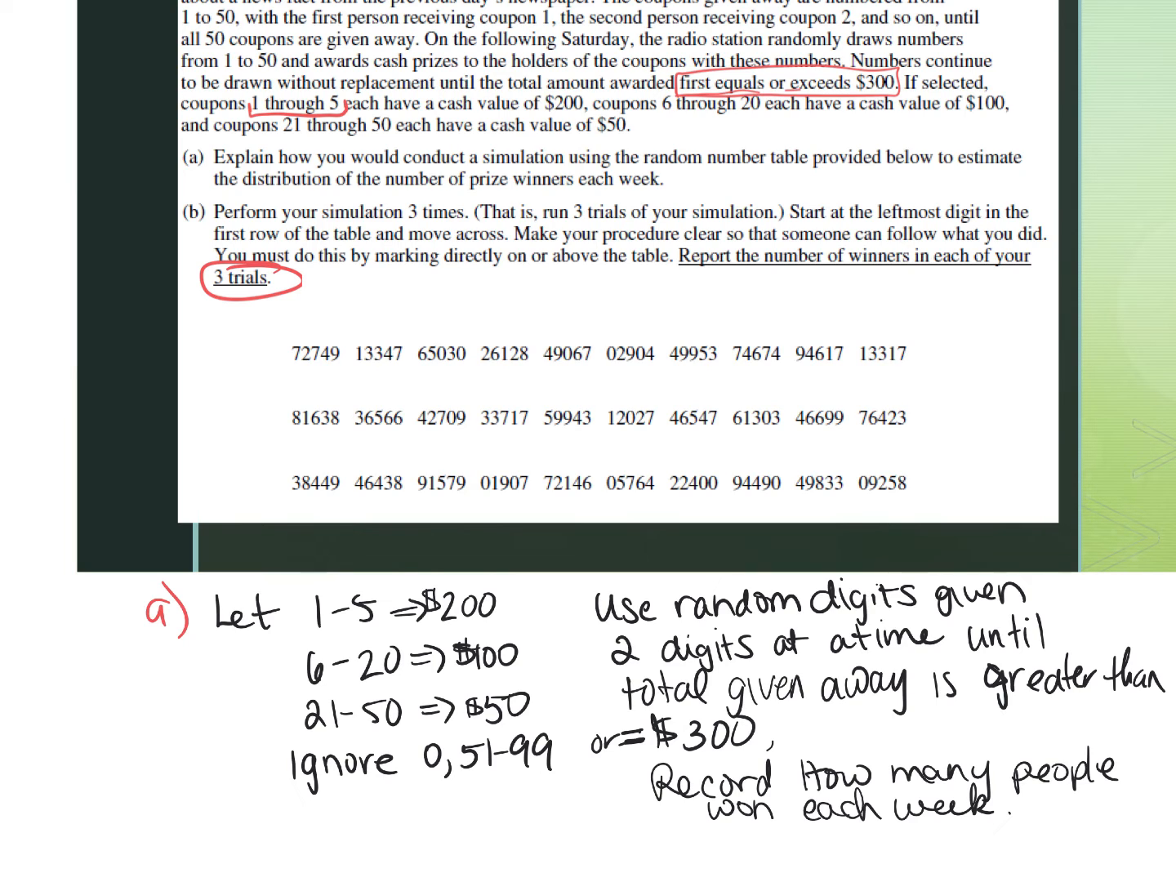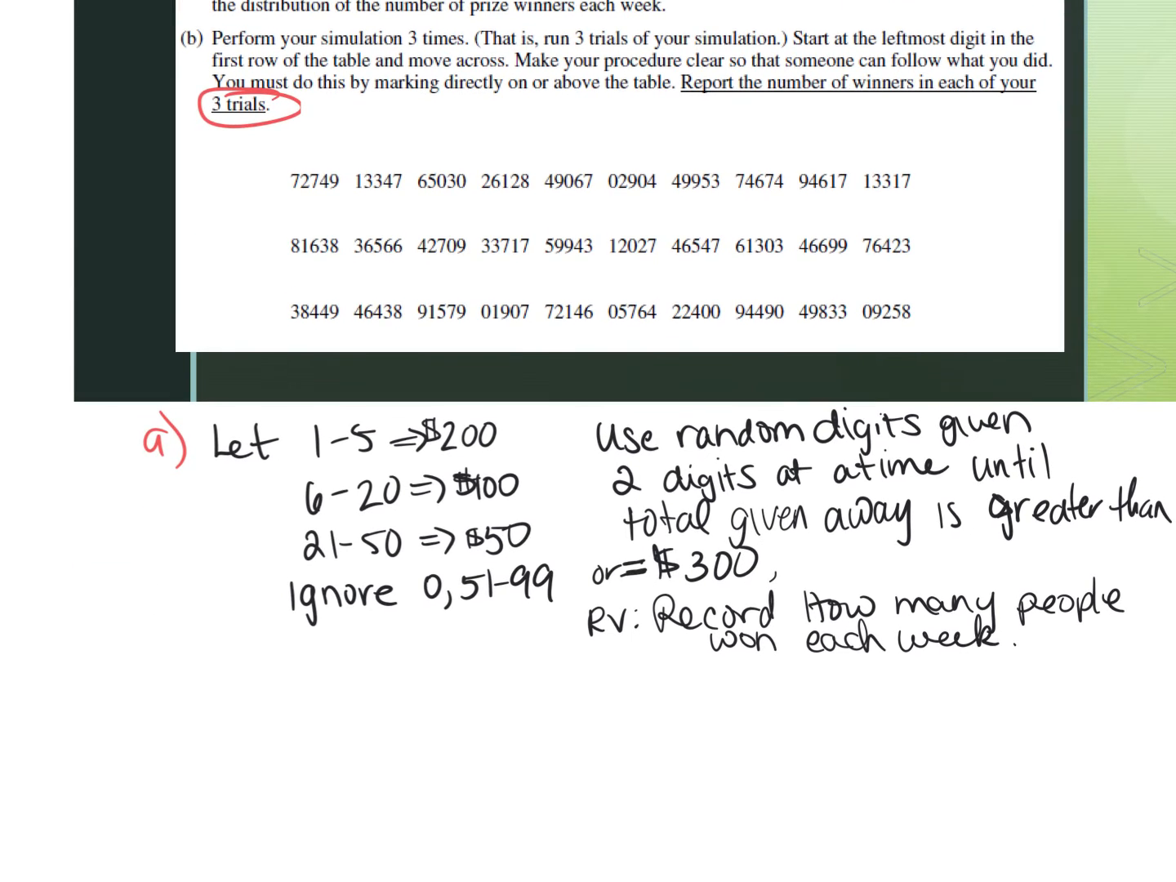That's part A. Set it up. A response variable is that, recording how many people. And then we're going to calculate the average number of winners. Okay, what are you going to calculate at the end? We're going to calculate the average number of winners.